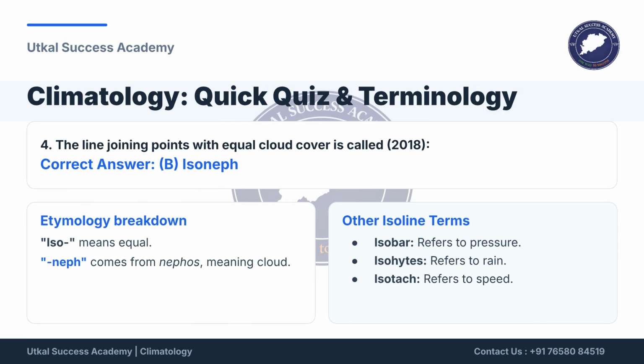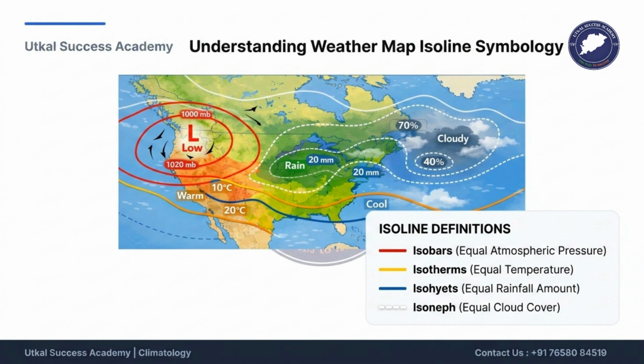The line joining points with equal cloud cover is called isoneph. Breaking down the etymology, iso means equal and neph comes from nephos, meaning cloud. This diagram illustrates various isolines used in weather maps. Isobars connect equal atmospheric pressure. Isotherms connect equal temperature. Isohyet connects equal rainfall, and the isoneph connects equal cloud cover.